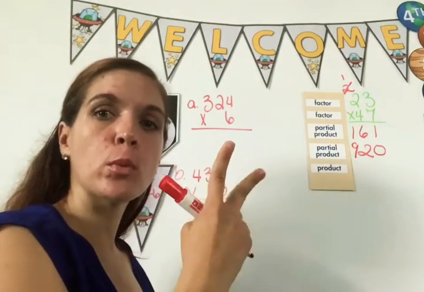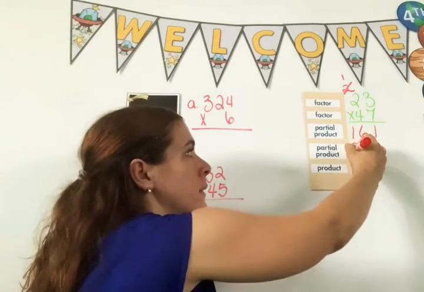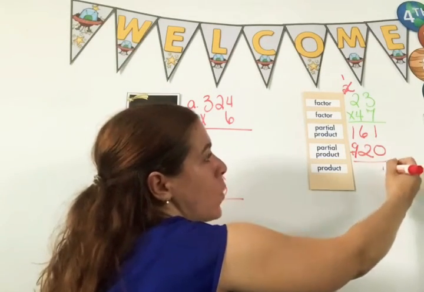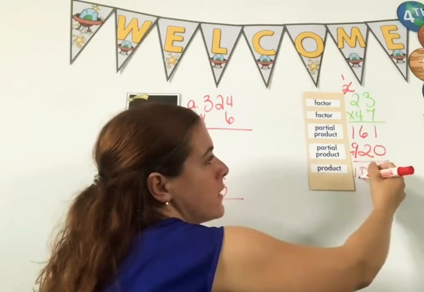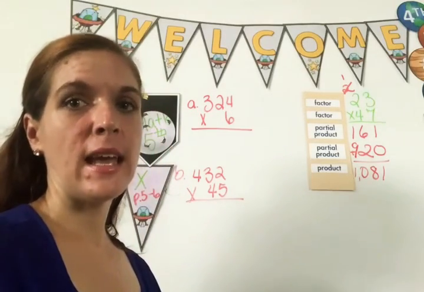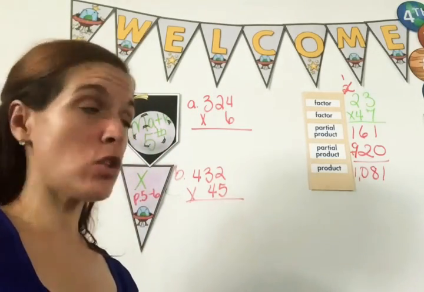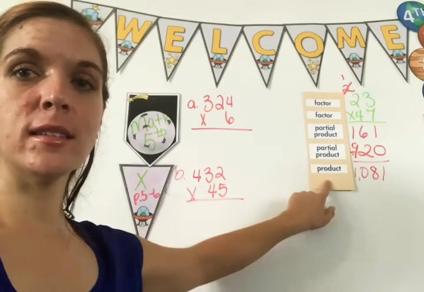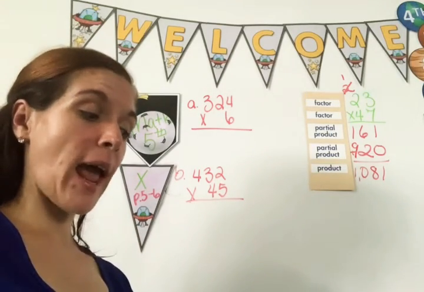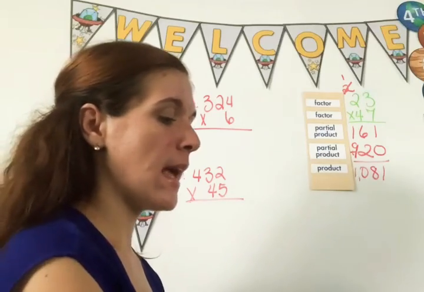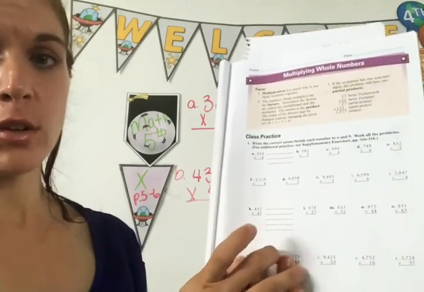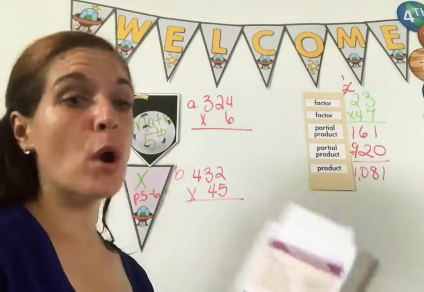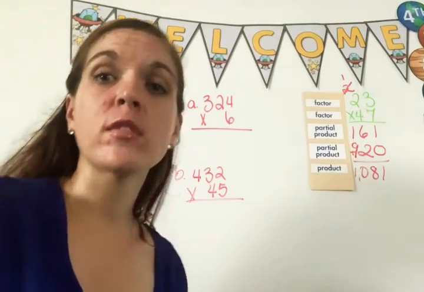Then what do you do with your two partial products? You add them, right? 1 plus 0 is 1. 6 plus 2 is 8. 1 plus 9 is 10. So what's your answer? 1081. The answer to a multiplication problem is called your what? Product. Okay? Let's do a few more because I'm going to do letter A and letter K that you see have your lines. Right here. Lines. Because you need to write factor, factor, products, and you need to write here factor, factor, partial product, product, so you know the parts to your multiplication problems.